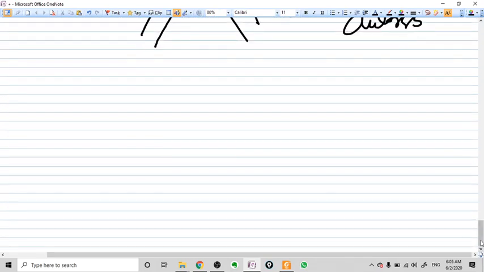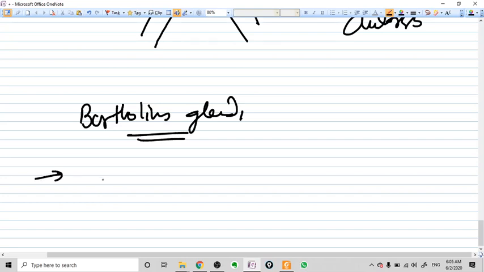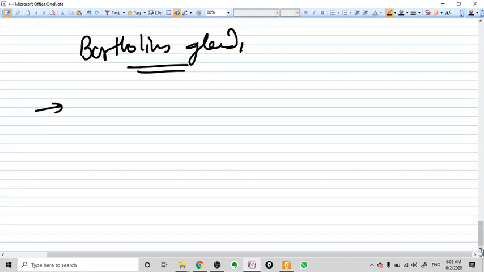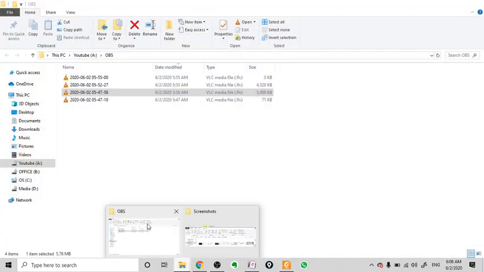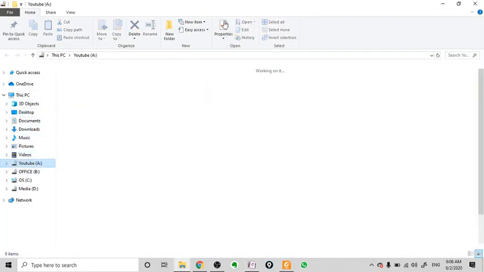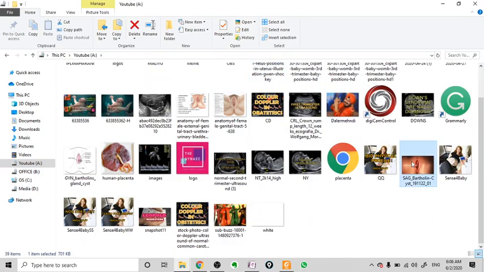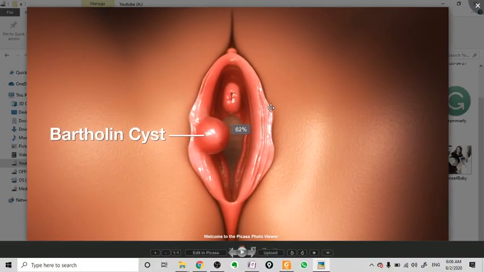Now let's talk more about Bartholin's glands. As we have discussed before, they are assisted reproductive glands. But we need to understand more about these Bartholin glands. The anatomy of Bartholin glands is important. Now I will tell you why it's important. Again, I told you there is nothing without any reason. The reason why I'm going to talk to you about this is this.